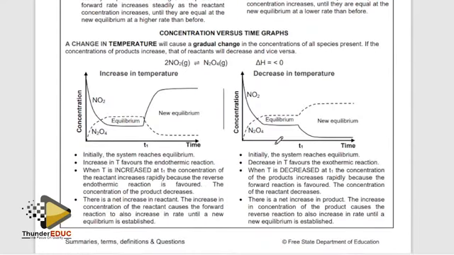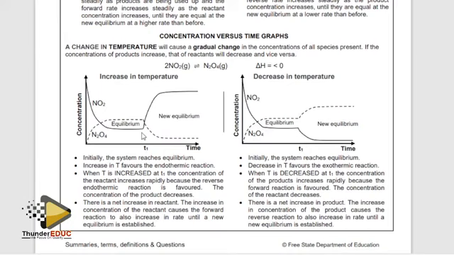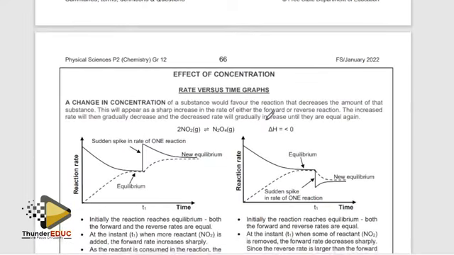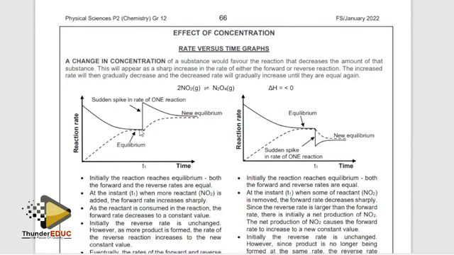So check how temperature affects. Just check how the shape of the graph looks. It is not sharp, it's not straight, it is bending. Yes, check how it looks. While in the case of concentration, check how it looks. It has a sharp spike. It means that either you have added or you have decreased.